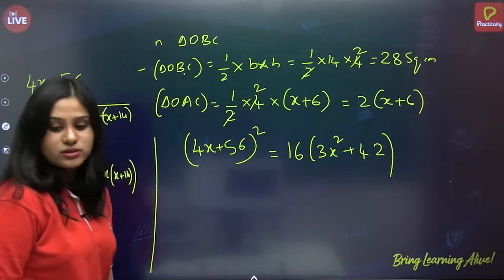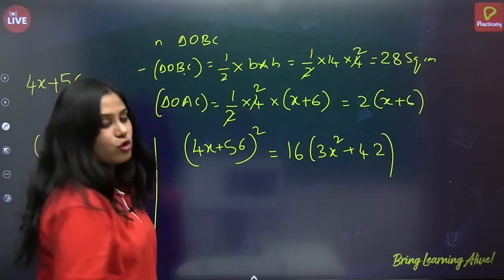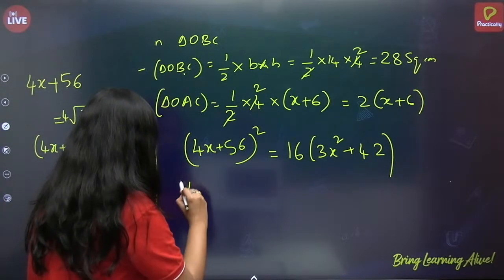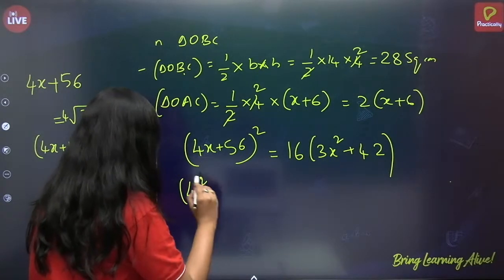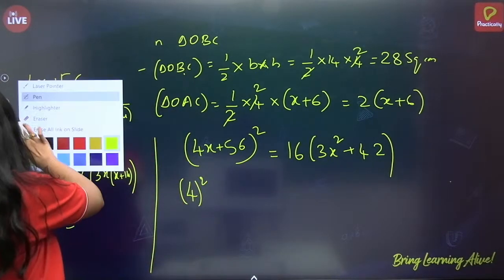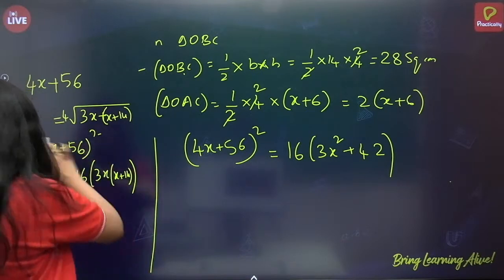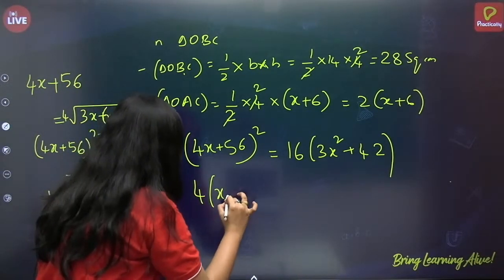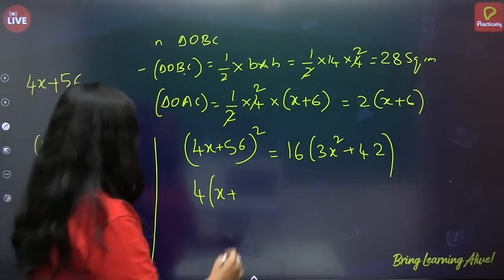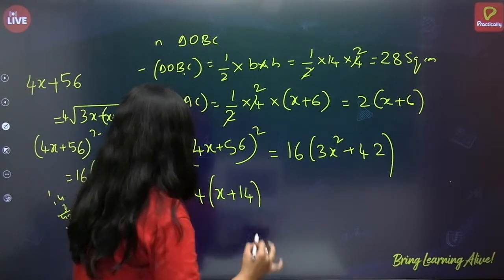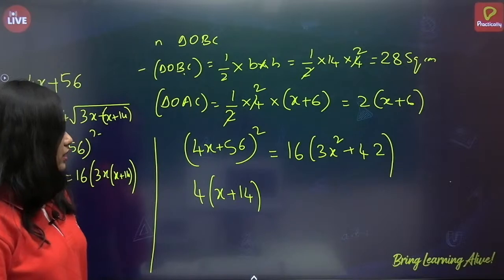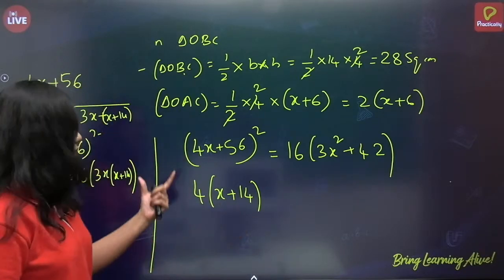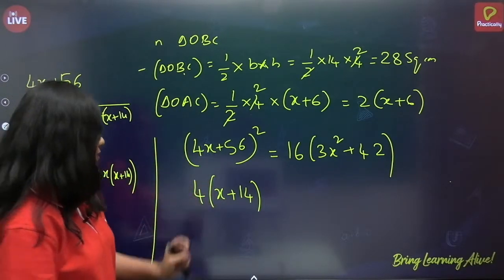All right. Now let us take 4 common here. 4 square, 4, okay. If I take 4 common, what will I get? x plus 4 1s are 4, 4 4s are 16. Correct? If I take 4 common, in this I will be getting x plus 14.